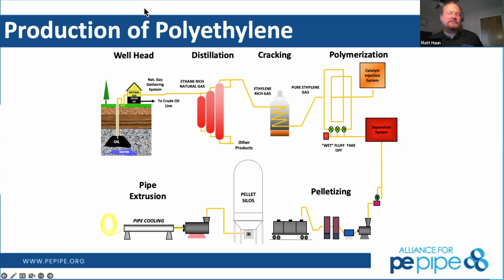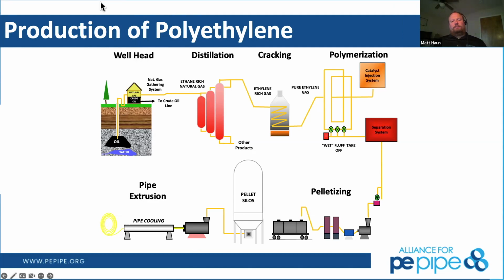So when we start this discussion, I like to give a background as to where polyethylene comes from, so that we can get into some of the features and benefits of the material itself. Polyethylene is made from gathered natural gas. Natural gas will be pumped from the earth, and it comes in the form of an ethane-rich gas that has to be distilled. From that distillation process, you get a whole bunch of various products, one of which is ethylene-rich gas. When we crack the ethylene-rich gas, we get pure ethane gas.